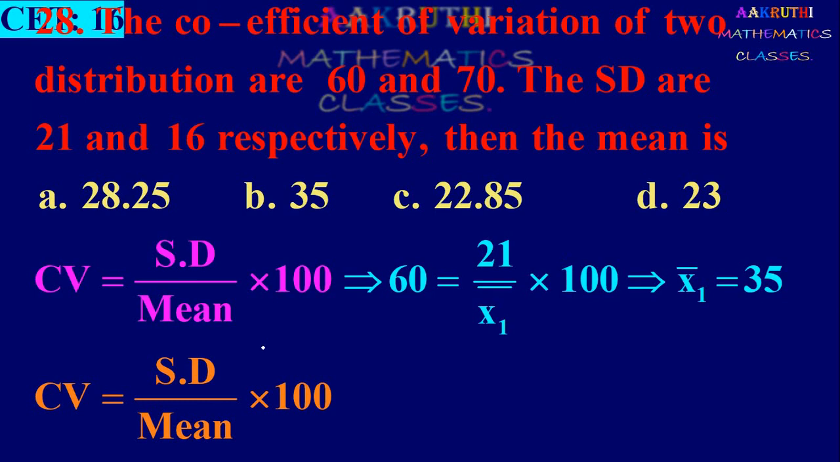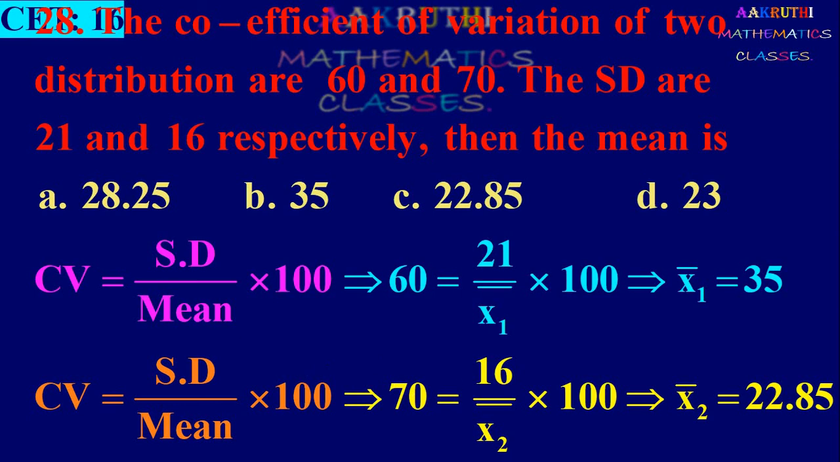Then we calculate the mean of the second distribution. So we have CV equal to standard deviation by mean into 100. So therefore we get 70 equal to 16 divided by x2 bar into 100. So therefore x2 bar, that is the mean of the second distribution, is 22.85. That is 16 divided by 70 into 100, which is 22.85. So here the mean of the first distribution is 35 and the mean of the second distribution is 22.85. So here in the options it is given separately. So therefore the correct option is option B and option C. Since the answer is not combined, the correct option is option B and option C.